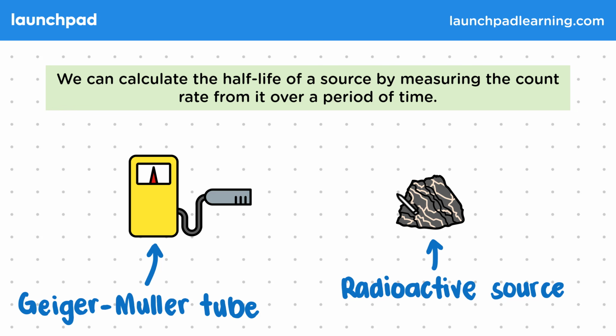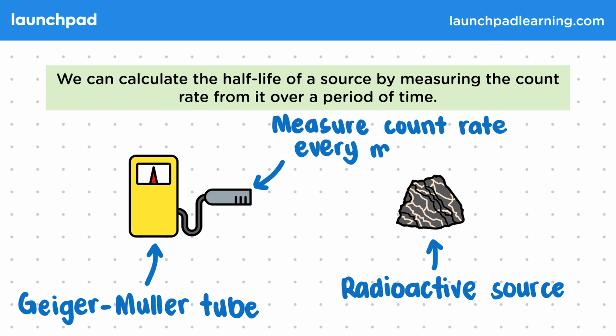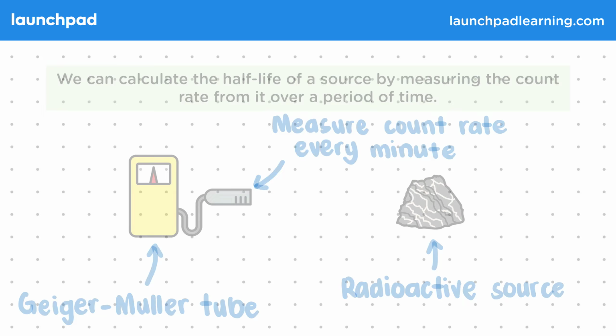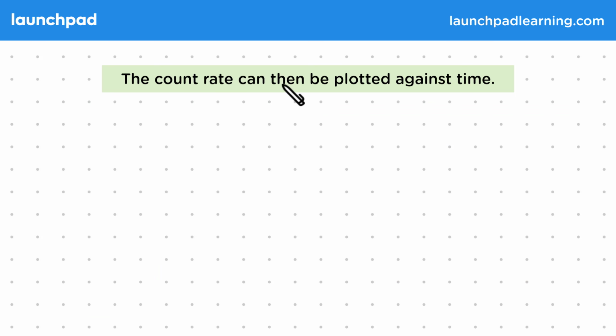But how do we determine the half-life from this? Well, to start, we should measure the count rate over even time intervals. For example, measuring the count rate every minute, and then making a note of these measurements. The count rate can then be plotted against time.